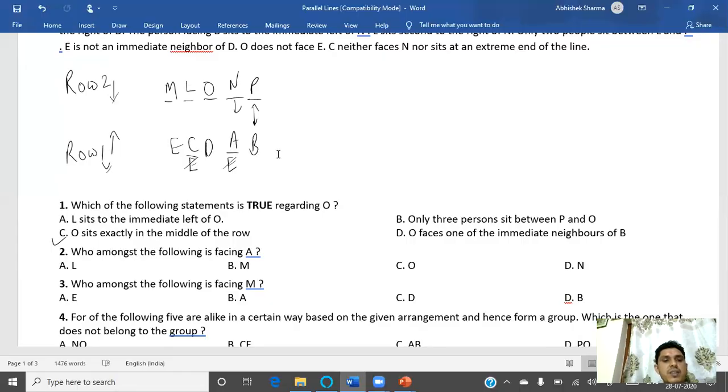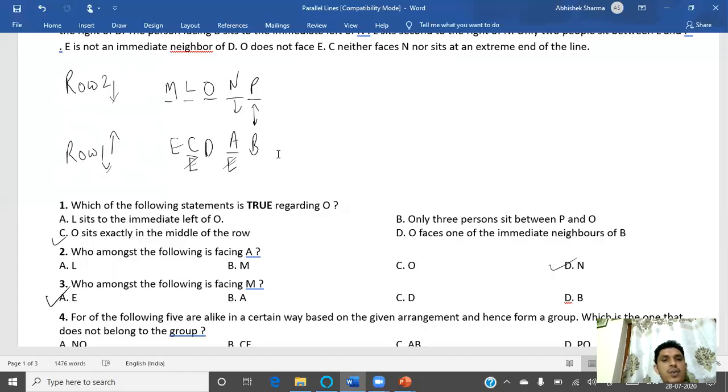Thereafter, my second question is, who among the following is facing A? If we check, N will be the answer. So here option D. Question number three, who among the following is facing M? If we check M, the answer will be E. Thereafter, my fourth question is, four of the following five are alike in a certain way on the given arrangement and hence form a group. Which is the one that does not belong to the group?